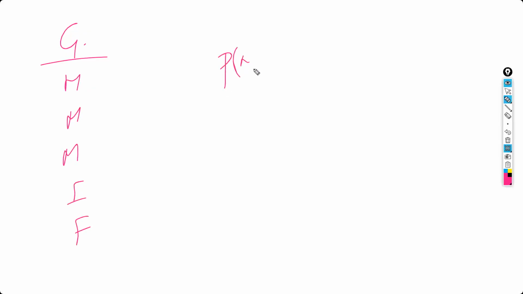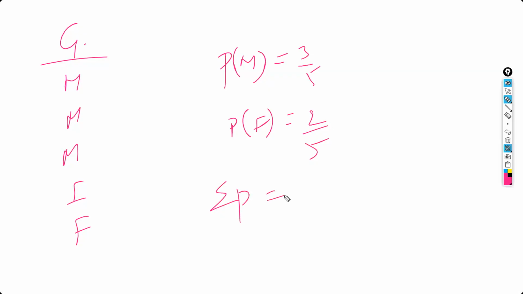Take any discrete variable of your choice, like gender. Example of gender: male, male, male, female, female. What is the probability of male? 3 by 5. What is the probability of female? 2 by 5. What is the total probability? Total means sum. The sum of the probabilities is 3 by 5 plus 2 by 5, which is 5 by 5, that is 1.